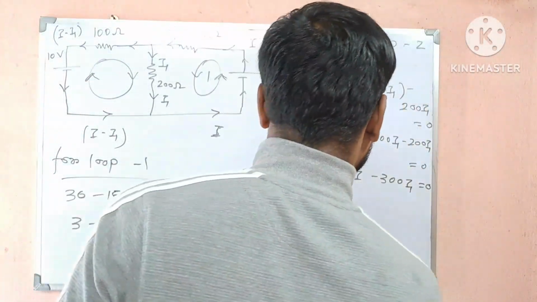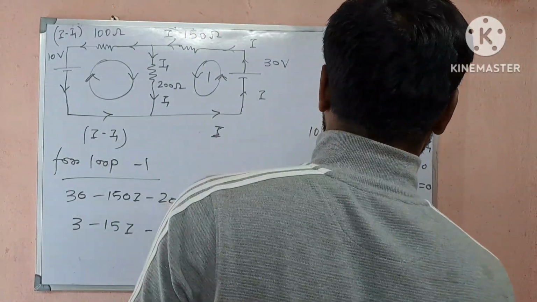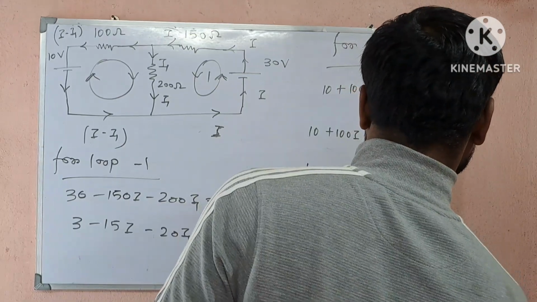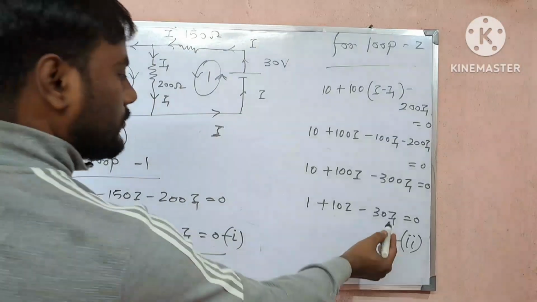We can write 1 plus 10 I minus 30 I1 equal to 0. This is equation 2. See these two equations carefully.